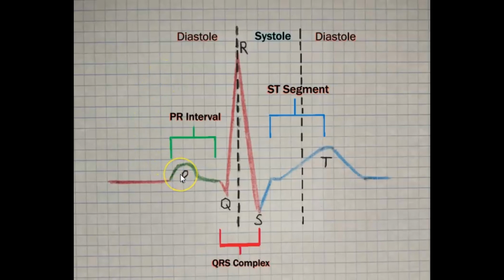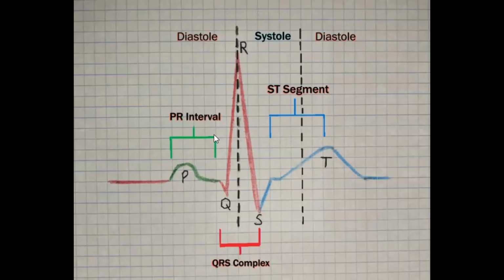The first one we're going to look at is this thing called the P wave. During the P wave, the atria depolarize as a result of the SA node, which acts as the pacemaker. This is also the time when the atria start to fill up with blood. Now, the PR interval represents the delay at the AV node and the filling of the ventricles. It is the duration between the P wave and the start of the QRS complex, and signifies the time taken for the atrial depolarization and the conduction through the AV node before the ventricles depolarize.